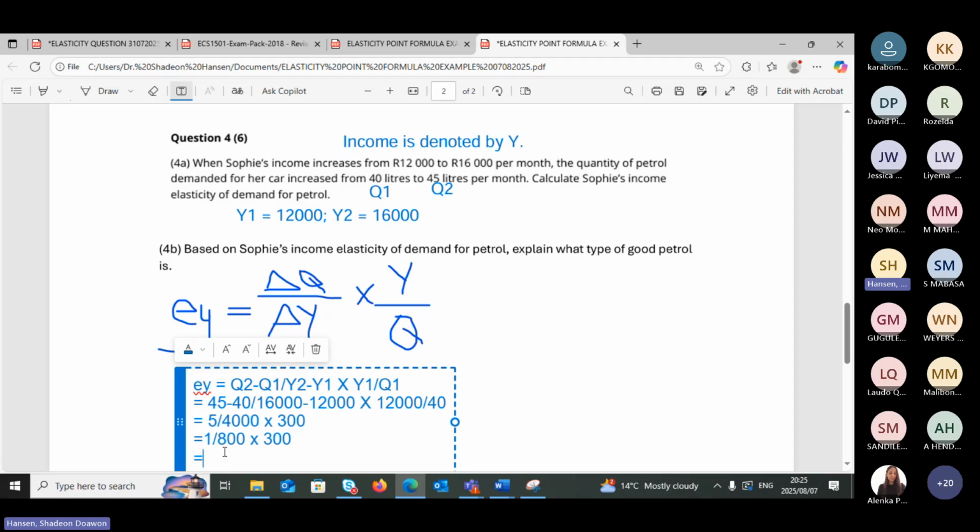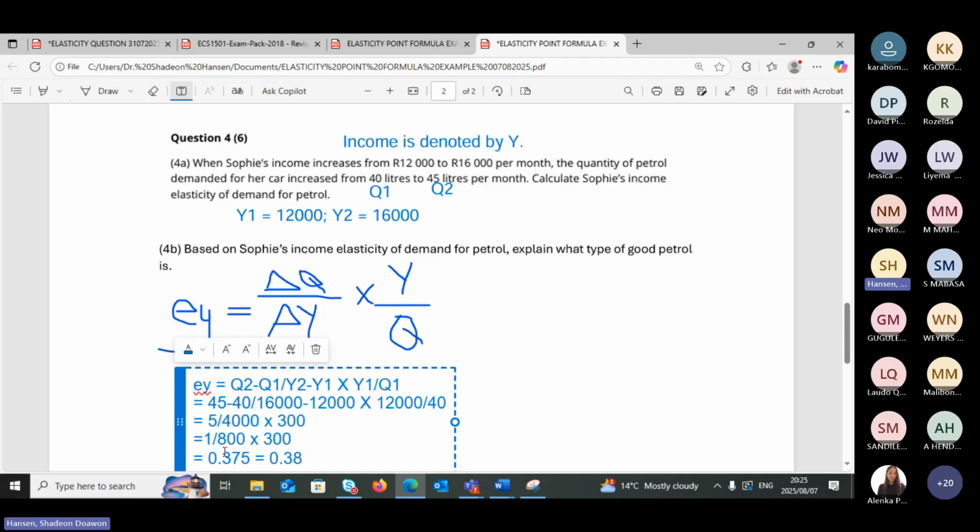Can somebody give me the answer over there? 0,375. Absolutely correct. And of course, over here, students, you don't have to make it a negative. If you get a negative answer, it stays that way. If you get a positive answer, it stays that way. If the question says round off to 2 decimal places, it will be something like 0,38. All right, students. So I do thank you for your answers over there. You are absolutely correct.